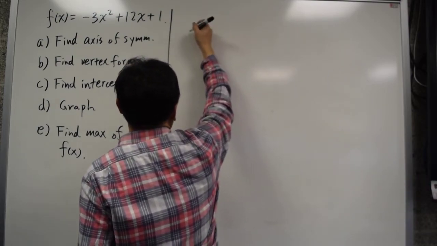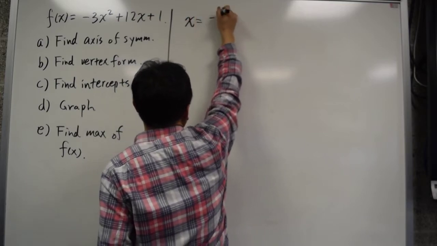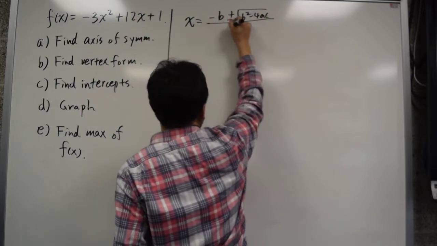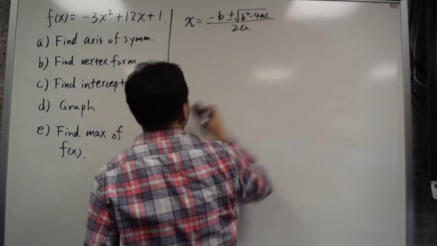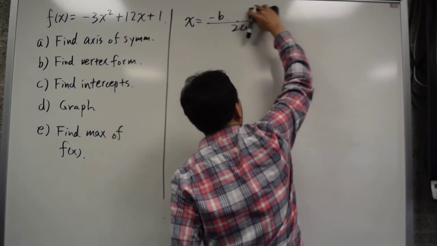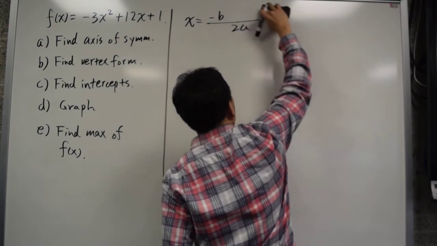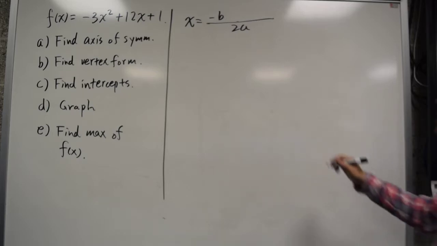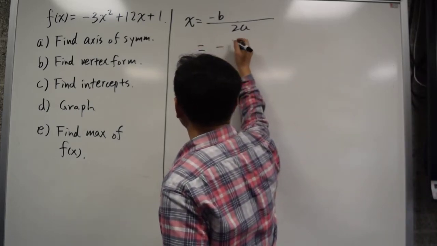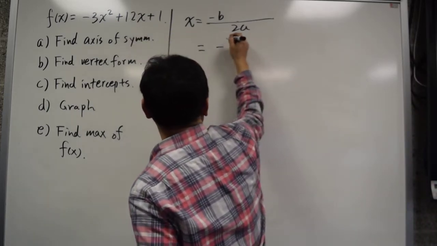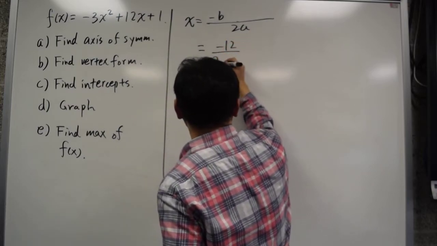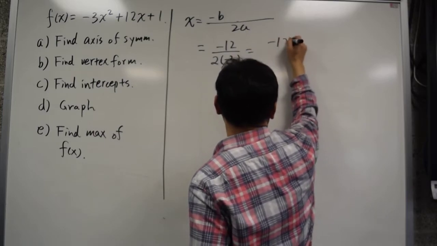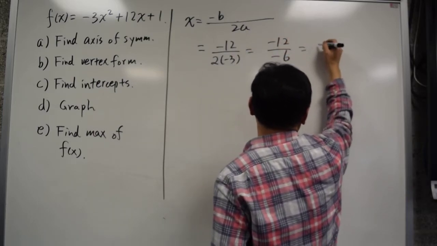The formula is you take the quadratic formula, negative b plus minus square root of b squared minus 4ac, all over 2a. You erase this annoying part, and what you get is the formula for the axis of symmetry, right? And in our case, what is b? B is negative 12, over twice of what's a? Negative 3. So this is negative 12 over negative 6, which is positive 2.